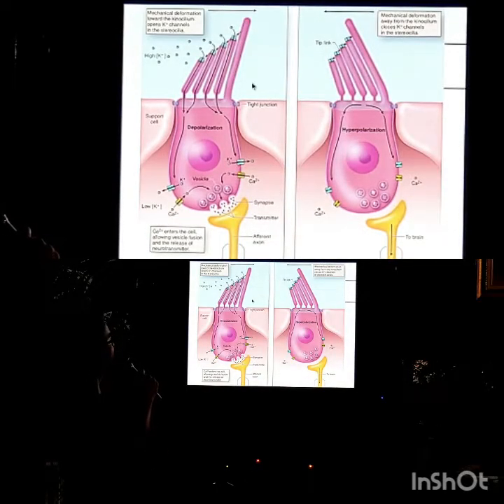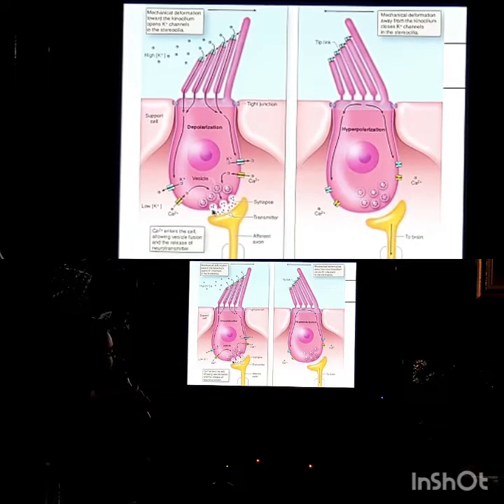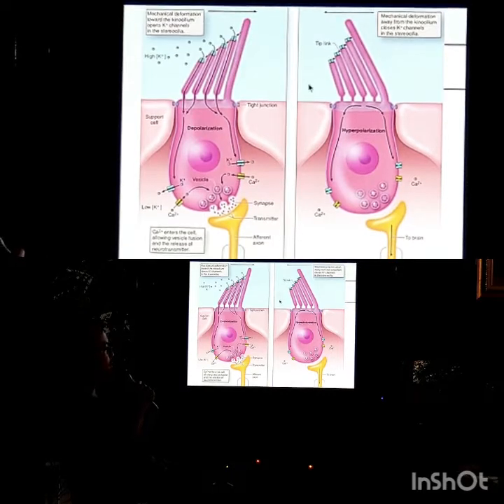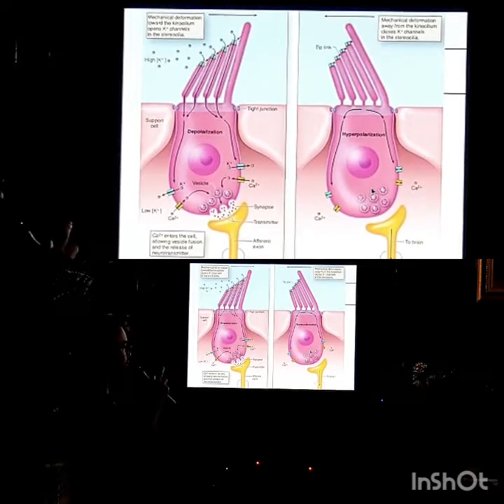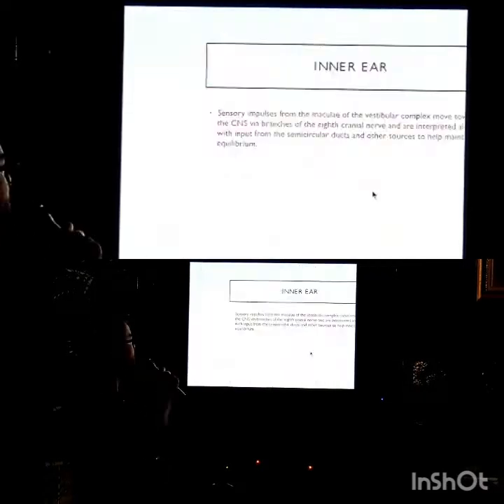Okay, so this is what it looks like. This is the kinocilium. Remember, there's only one kinocilium per apical part and around 40 to 50 stereocilia. So towards the kinocilium, depolarization, release of potassium, entry of calcium, and there is neurotransmitter release at the synaptic junction. Whereas movement of stereocilia away from the kinocilium, there is closure of the cationic channels, no exchange of cations, and no neurotransmitter release.